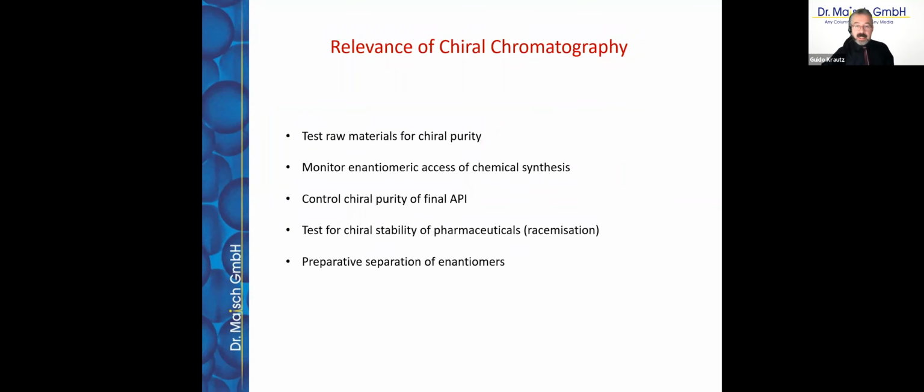So chiral chromatography is in fact very relevant to the pharmaceutical industry because it's used to test raw materials for their chiral purity, and also to monitor enantiomeric excess of a chemical reaction. It's also used to control the purity of the final API and to test for chiral stability of the pharmaceutical, because the API may undergo racemization in the body and thereby form the unwanted enantiomer. And last but not least, it's also used for preparative separation of enantiomers.